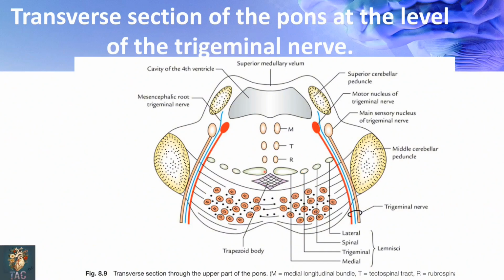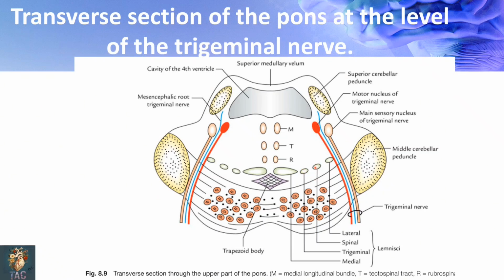Then you can see the next structure. This one is as usual the medial lemniscus, part of the dorsal column medial lemniscus system. Next, you can see a well-developed trigeminal lemniscus. This trigeminal lemniscus carries the fibers of pain, touch, temperature, and also proprioception from the area of the head and neck region.